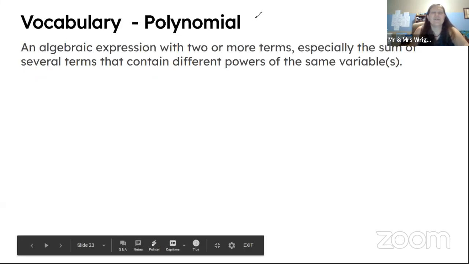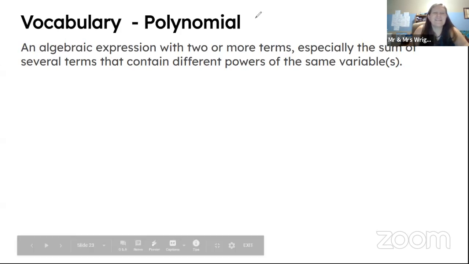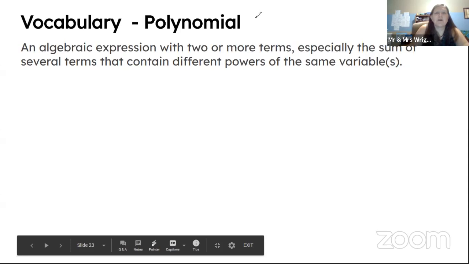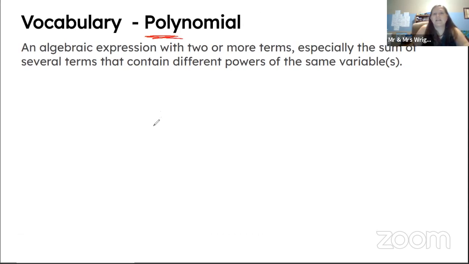All right, here you go. The word polynomial. I knew it was coming up. It's an algebraic expression with two or more terms. So poly means many. Okay, poly means multiple or many. A polynomial with two or more terms. Especially the sum of several terms that contain different powers of the same variable. All right, so that was a lot of words. Let's look at some examples. In other words, the mathematical translations, because this is written in English right here.